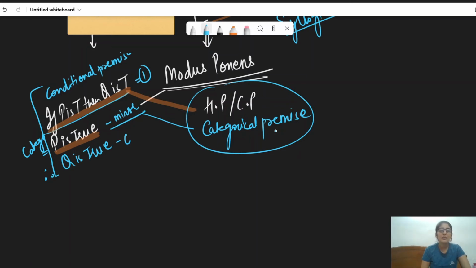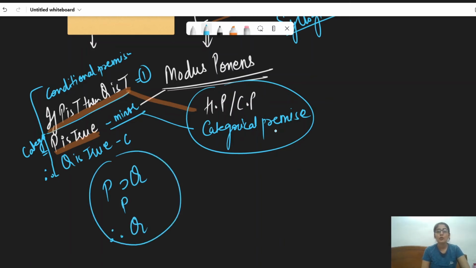So what does this become? This becomes P horseshoe Q, P therefore Q. P horseshoe Q, why? Because if and then is used. So P horseshoe Q, P therefore Q. If the question is asked in the exam, what is the logical structure for modus ponens? It is exactly this.